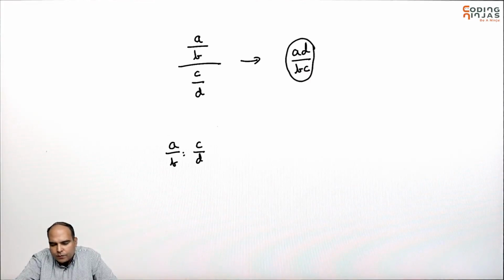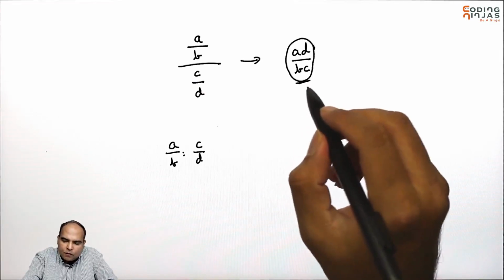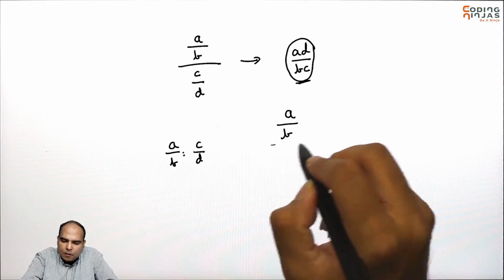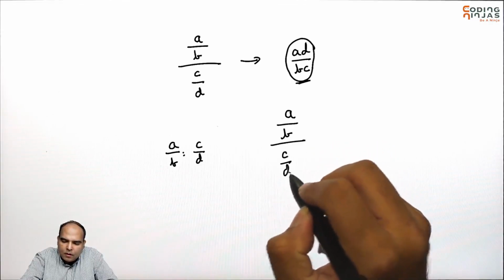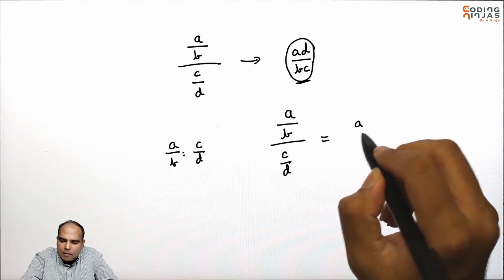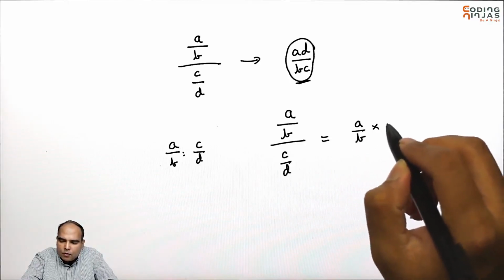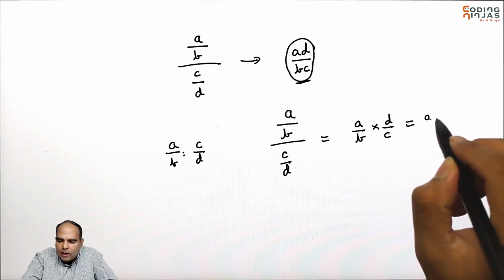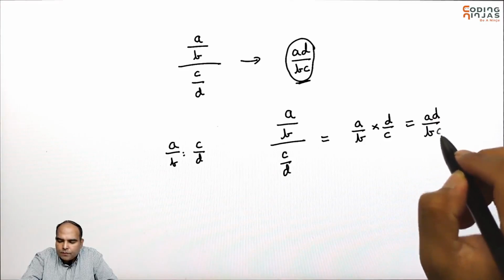So, to give you an example, the way this happens is that a by b upon c by d can be written as a by b into d by c, and that's how it becomes ad upon bc.